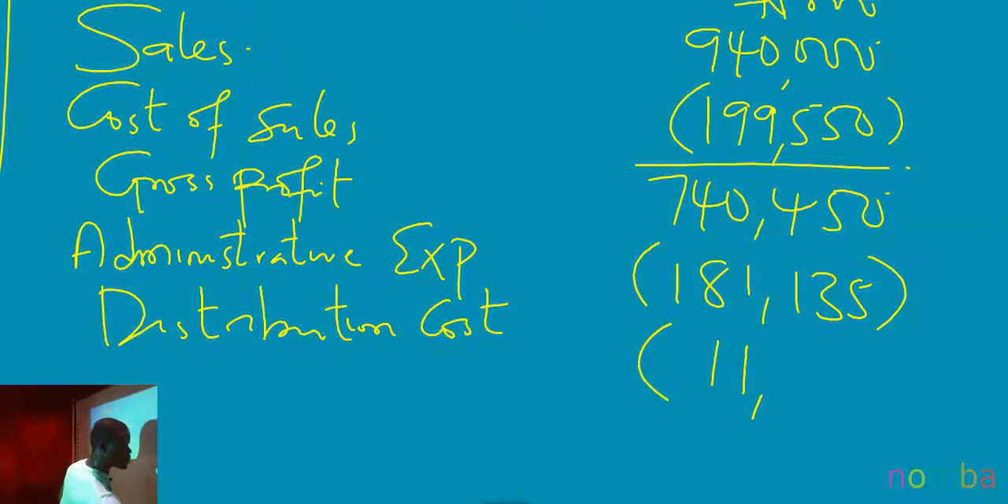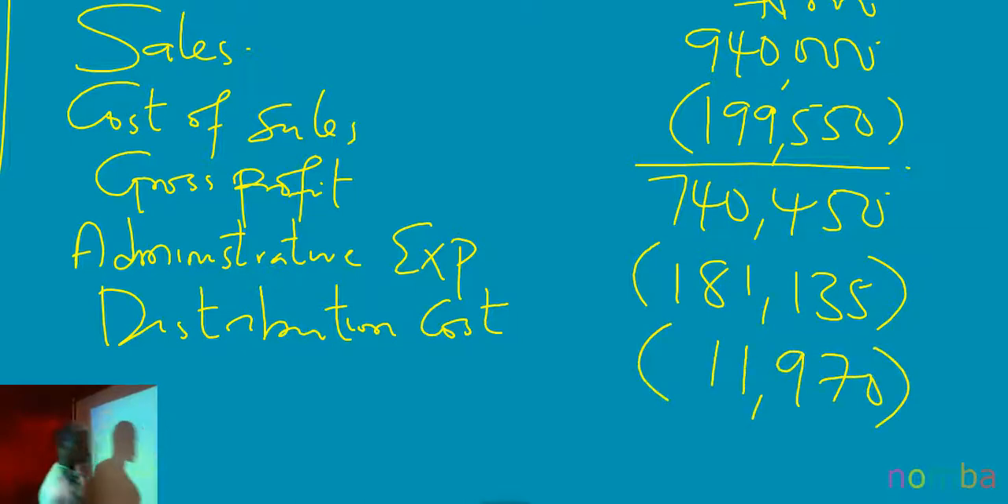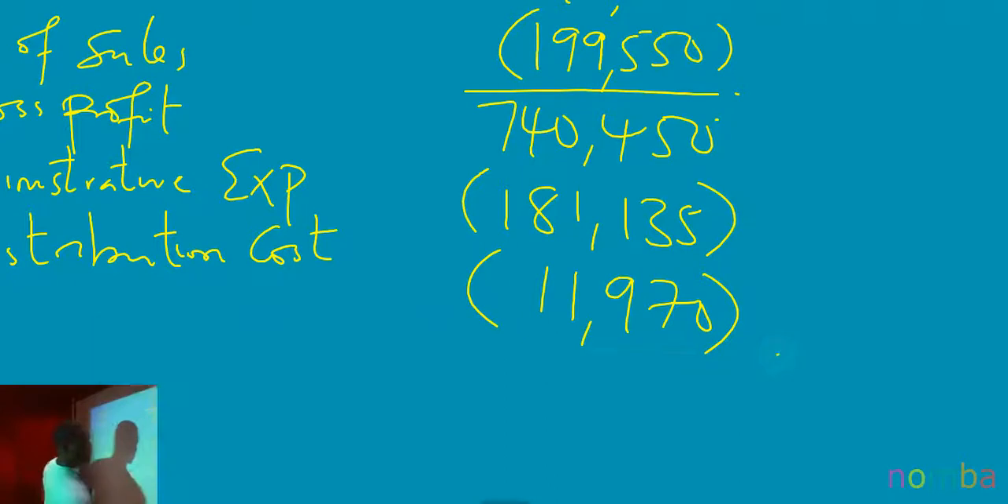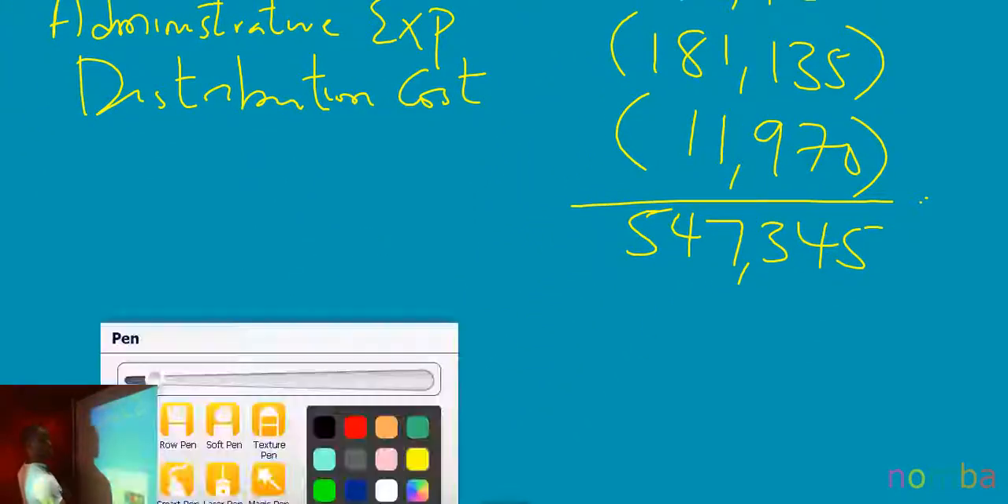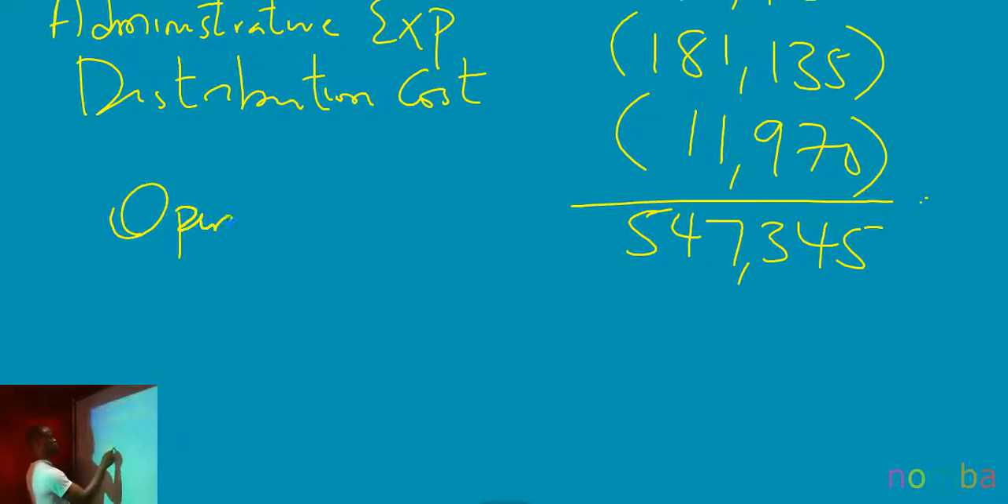Okay, so if I net this, which is 740,450 minus 181,135 minus 11,970, gives me 547,345, and that will represent my operating profit.